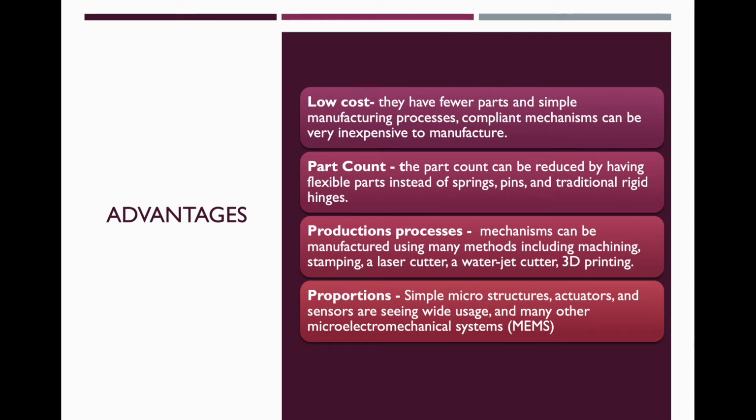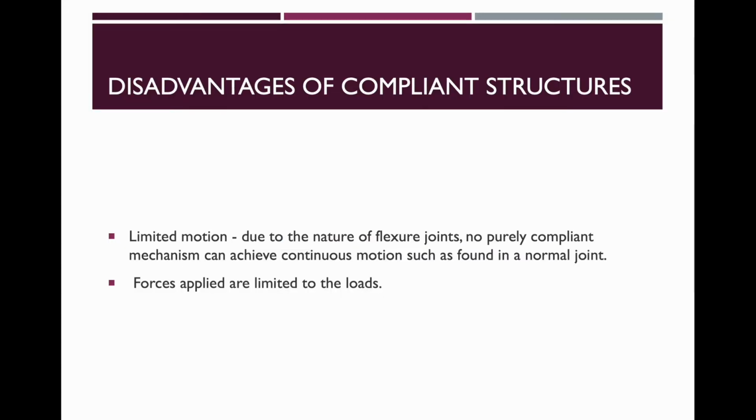Compliant mechanisms can be simple to manufacture because they lend themselves well to various manufacturing processes. For example, they can be manufactured using many methods such as machining, stamping, laser cutting, water jet cutting, and 3D printing. Another aspect is proportions. Compliant mechanisms are easily miniaturized. Simple microstructures, actuators, and sensors are widely used in microelectromechanical systems.